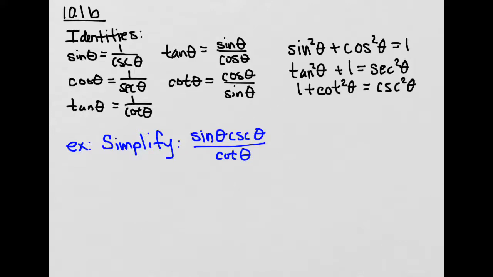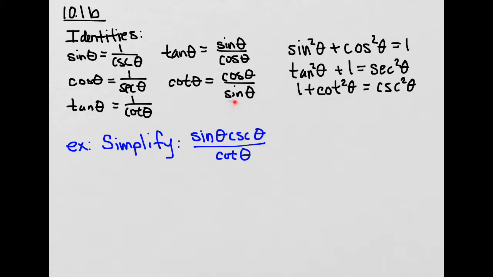We're going to look at section 10.1. This is day 2, and we are going to be simplifying trigonometric expressions. So we're going to need to know these identities here. These are going to be important.